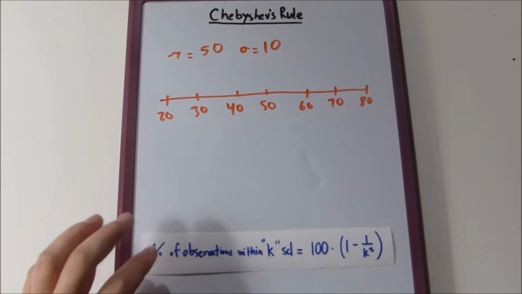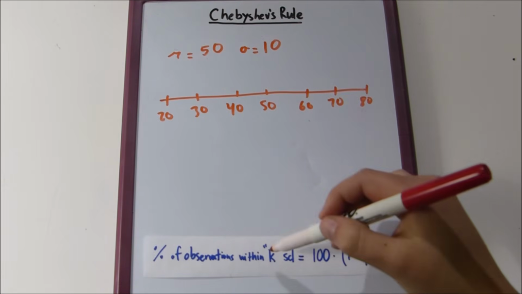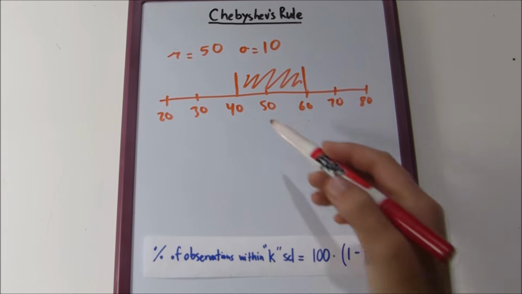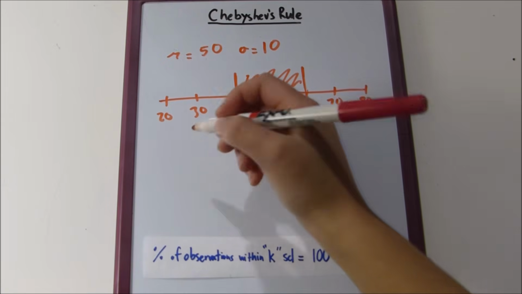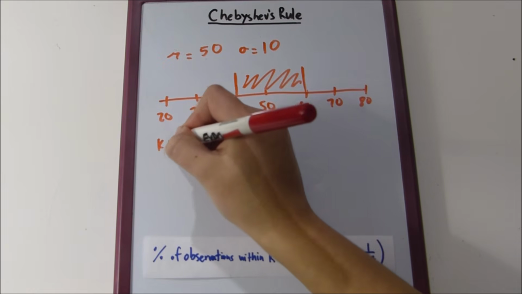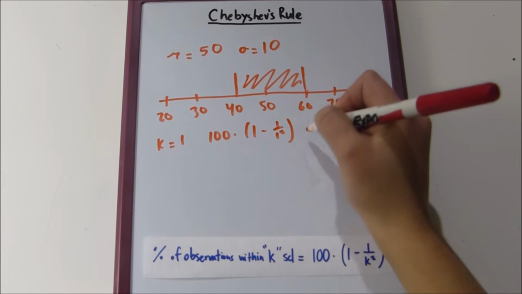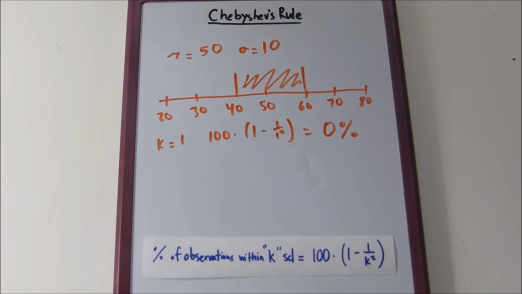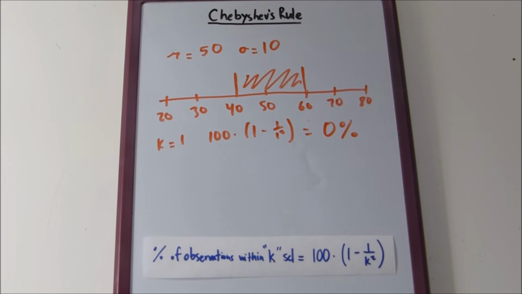So, move it down. Suppose that we're asked to figure out what percentage of observations are within this. So 50 minus 40, that's 10, which is 1 standard deviation away. So we can use our equation. So k equals 1, 100 times 1 minus 1 over 1 squared, and we end up with 0. So it's guaranteed that at least 0% of the observations are within k standard deviations. That's why Chebyshev's rule is not the best rule.